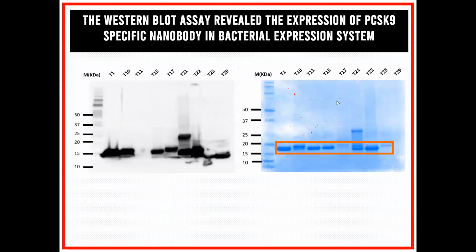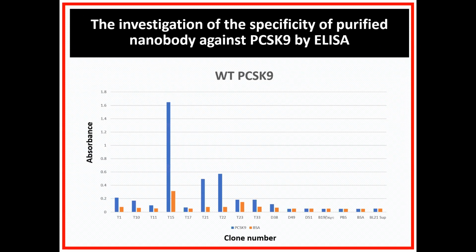After that, we cloned the nanobody fragment into the pET28a vector and transformed it into BL21(DE3), and used nickel NTA column chromatography to purify the nanobody for the next investigation. For the next step, we use the purified nanobody from the previous experiment to test the specificity against the PCSK9 molecule by using the ELISA technique.